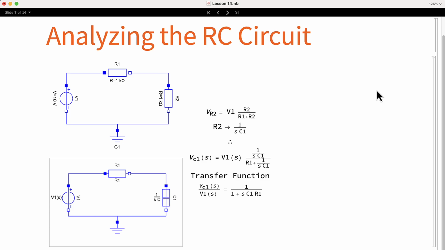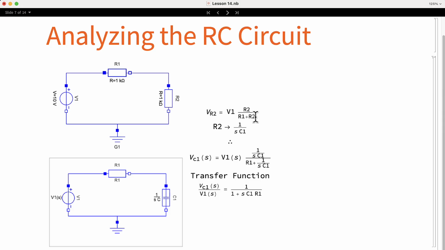To analyze the RC circuit using the Laplace transform, the first step will be to change the capacitor by a resistor of value 1 over SC. By doing that change, we end up with a voltage divider, so the circuit in the top, for which we already know the formula, which is the input voltage V1 times R2 over R1 plus R2.